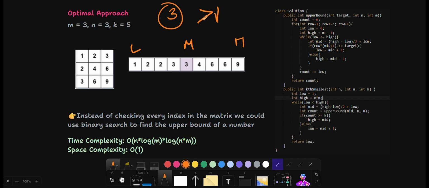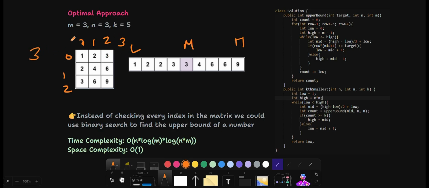So for the first row, we'll see what is the upper bound. Upper bound is this element, which doesn't exist. So it will be, this is 0, 1, 2, 3. So upper bound will be this. So 3 will be the upper bound. Index number 3 will be the upper bound. So we'll return 3.